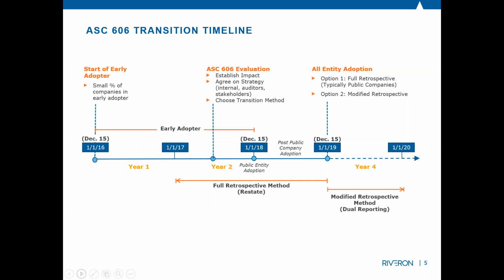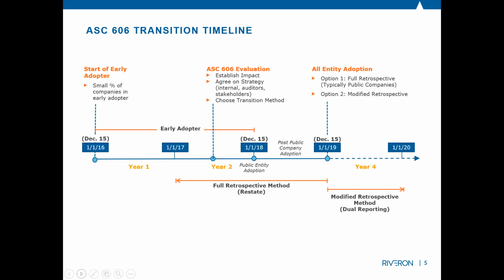Compliance with the new standard for some companies involves a complete overhaul of systems, processes, and controls across many departments. We will cover the two transition methods here in a couple of slides. But in looking at the timeline, the key takeaway here is that revenue recognition for private companies is here.